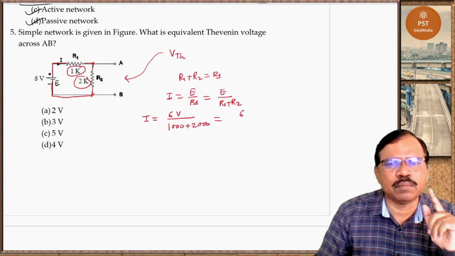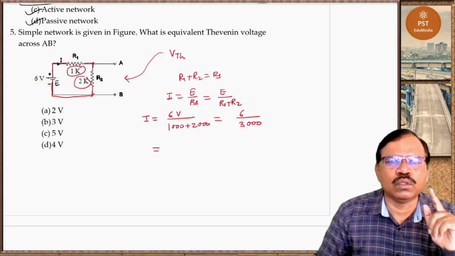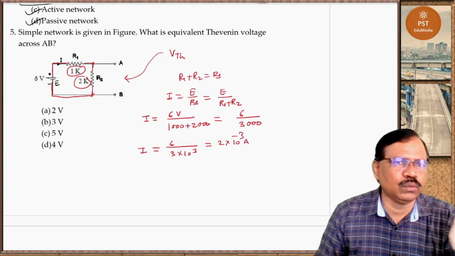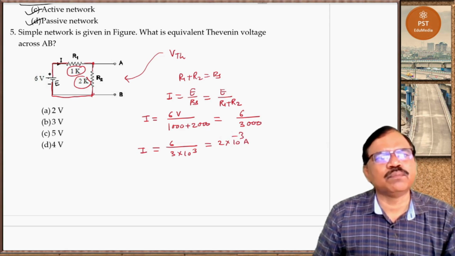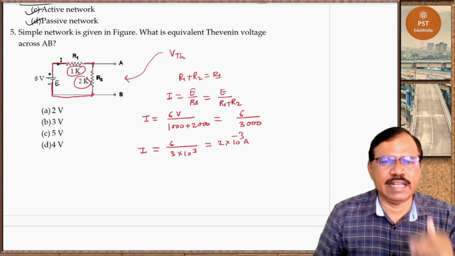So 6 upon 3000. So we can write 6 upon 3 into 10 raised to 3. So we will get 2 into 10 raised to minus 3 ampere. That is the current flowing through the circuit. That is flowing through R1 as well as R2.